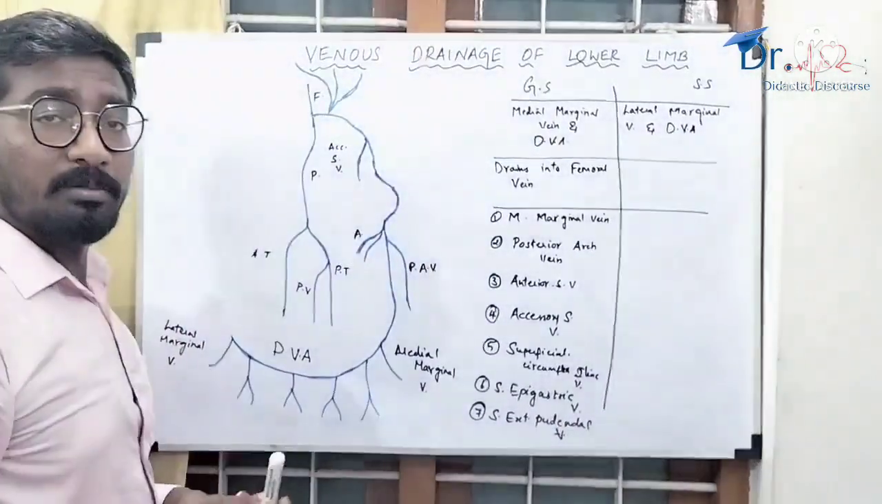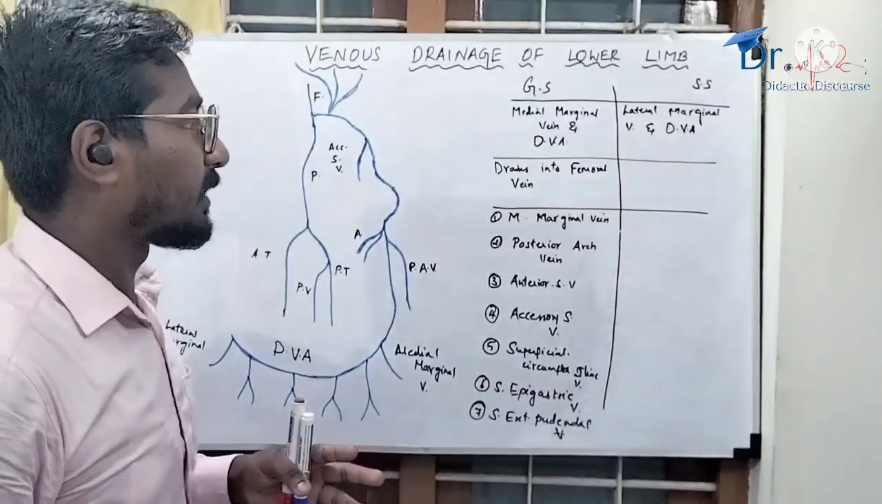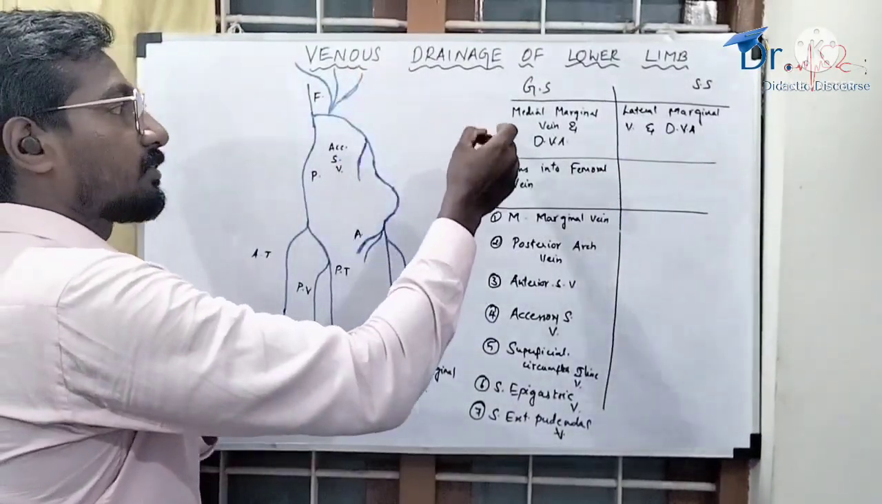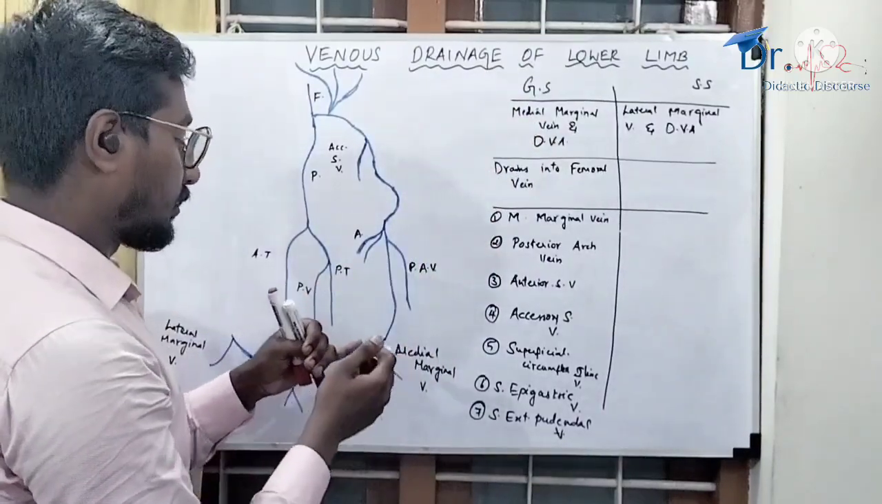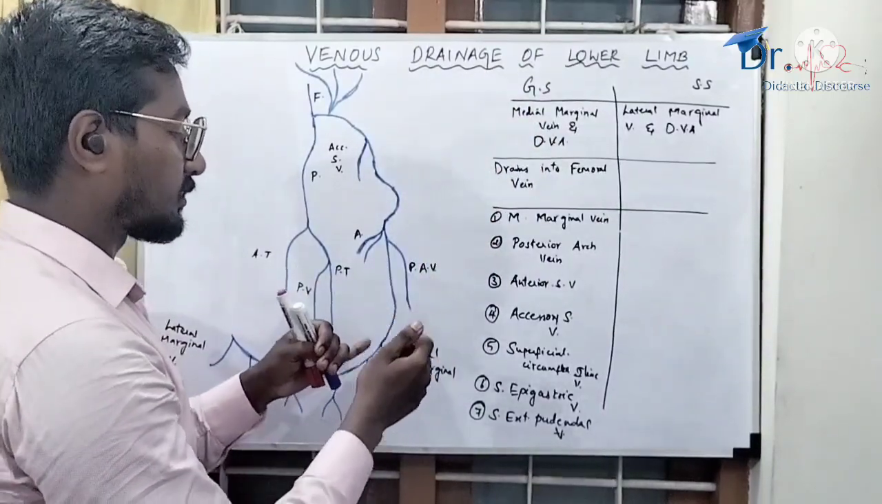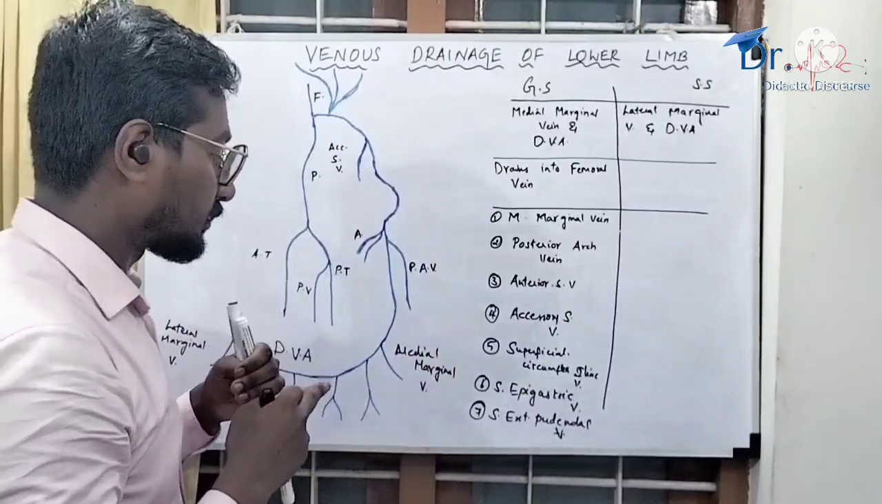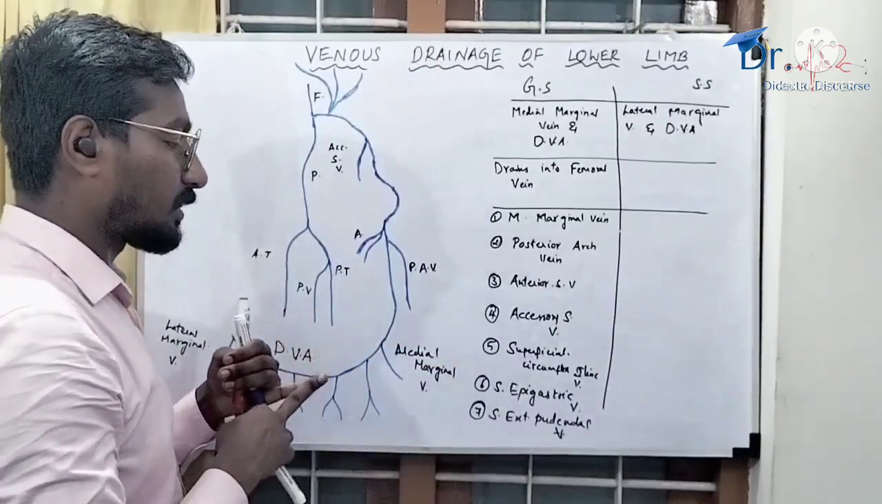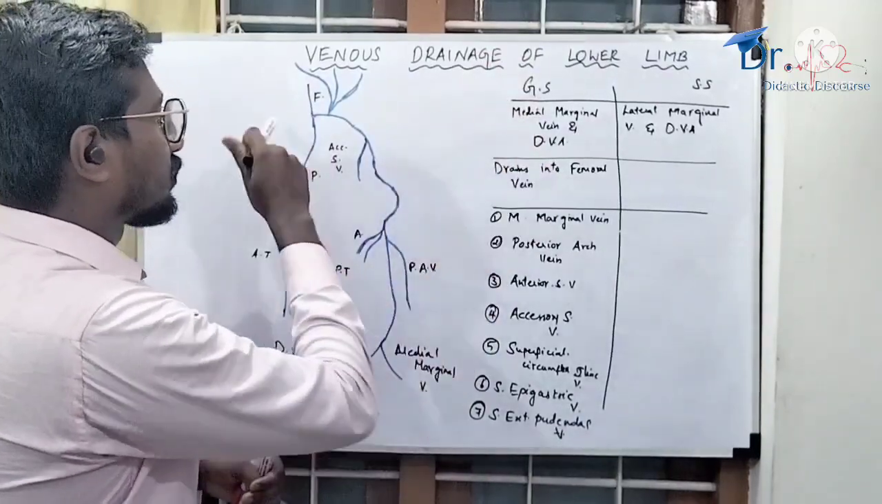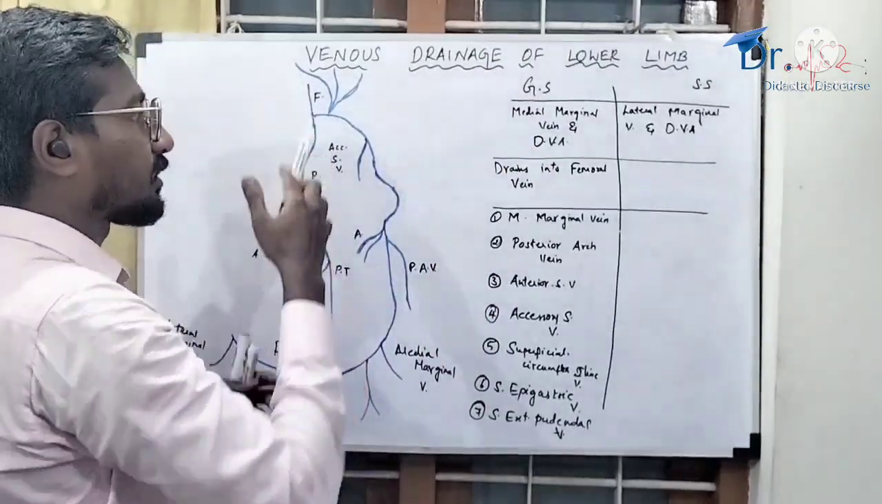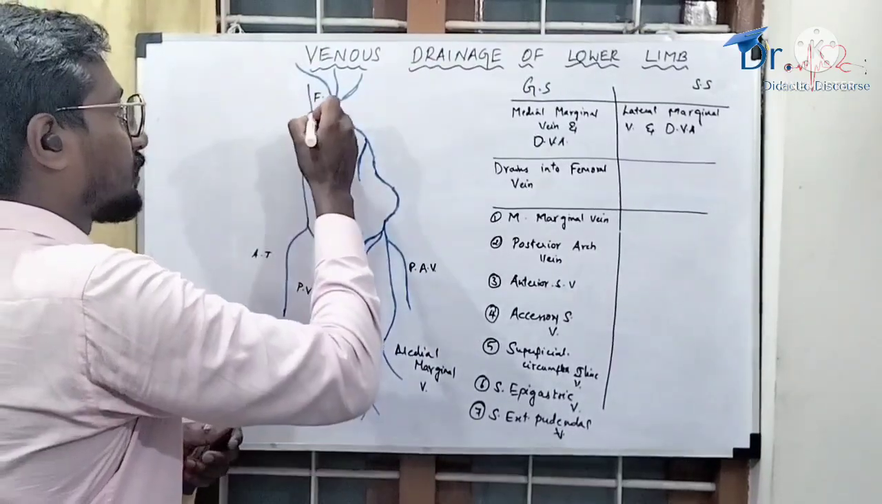So now we will have a quick summary about the great saphenous vein and its branches. The origin of the great saphenous vein is from the medial end of the dorsal venous arch as well as the medial marginal vein. It starts as the communication of the dorsal venous arch and the medial marginal vein. The great saphenous vein drains into the femoral vein when it enters the great saphenous opening, the cribriform fossa.